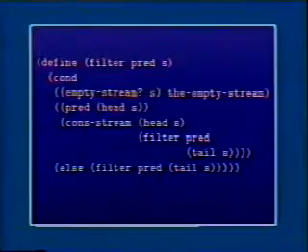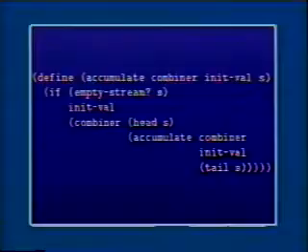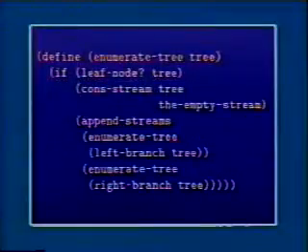Let me run through a couple more rather quickly. They're all in the book, and you can look at them. Let me just flash through. Here's accumulate. Accumulate takes a way of combining things and an initial value and a stream and sticks them all together. If the stream's empty, it's just the initial value. Otherwise, we combine the head of the stream with the result of accumulating the tail of the stream starting from the initial value. So that's what I'd use to add up everything in the stream. I'd accumulate with plus.